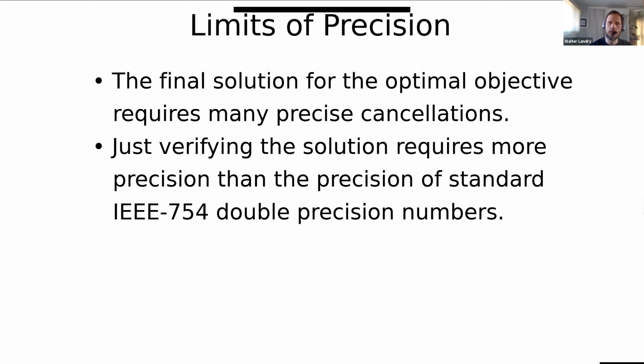Also, one of the things I wanted to talk about was how much you can really reduce the precision. For this particular example, which is not that big, not that complicated, just verifying the solution requires a lot of precise cancellations. So you could never use IEEE for this, because just verifying the solution will require more than regular double precision numbers. And I would expect that would be true for a lot of these problems.